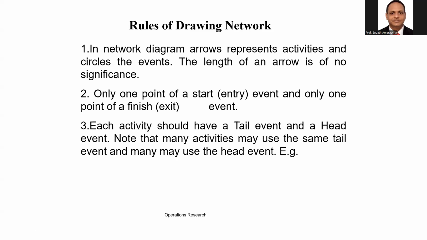Each activity should have a tail event and a head event. Activity means arrow, with tail and head on both sides. The tail represents the starting of the activity. The head represents the finishing of that activity. Therefore, each activity has a tail event and a head event. Note that many activities may use the same tail event and many may use the same head event as well. Likewise, you can see the example.